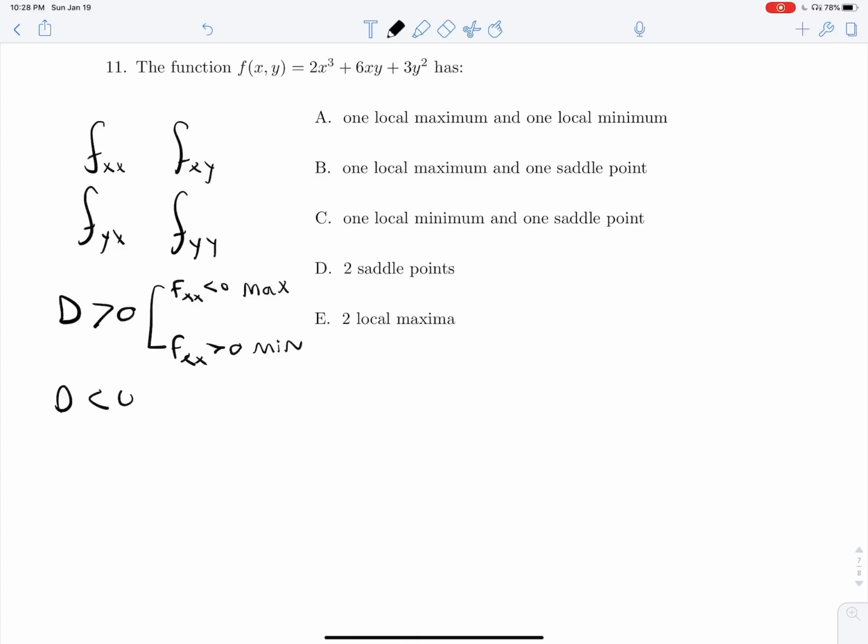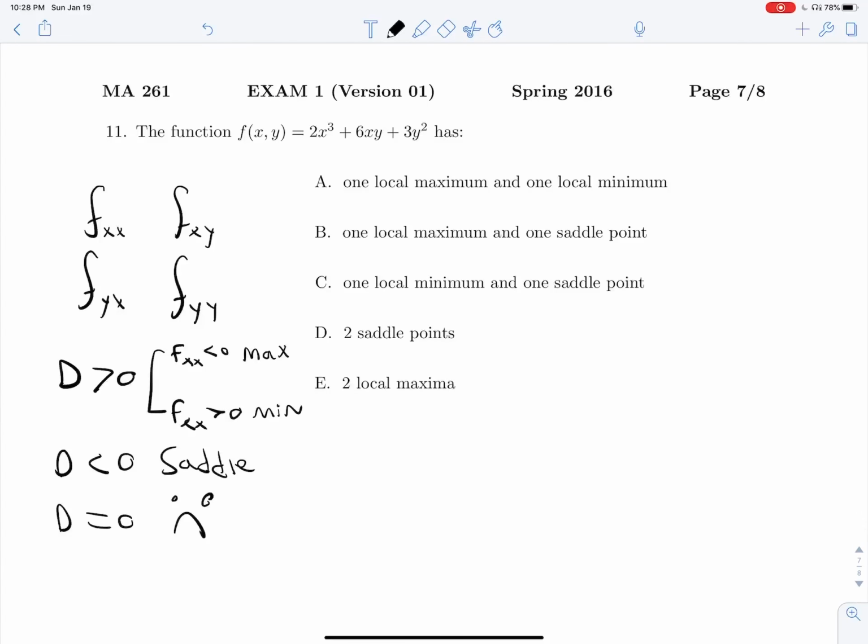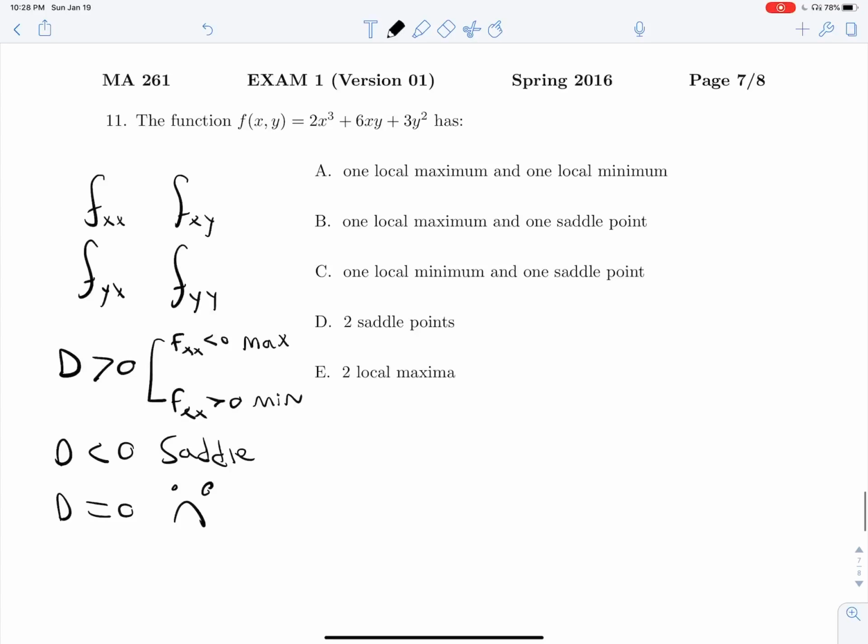If the discriminant is less than 0, we have a saddle. And if the discriminant is equal to 0, and I always draw a sad face here because it kind of is sad, we don't know anything. Those are our rules. Whatever you need to do, drill them into your brain. Do not forget them. They're your friend.